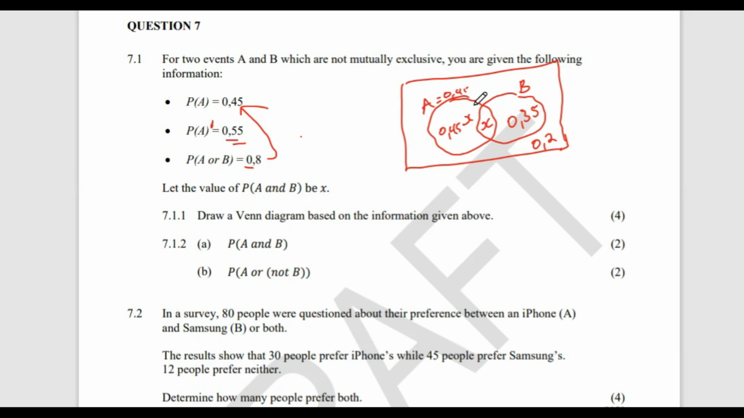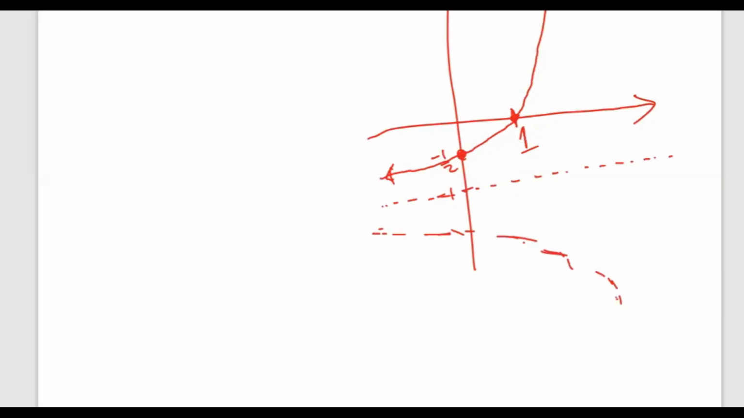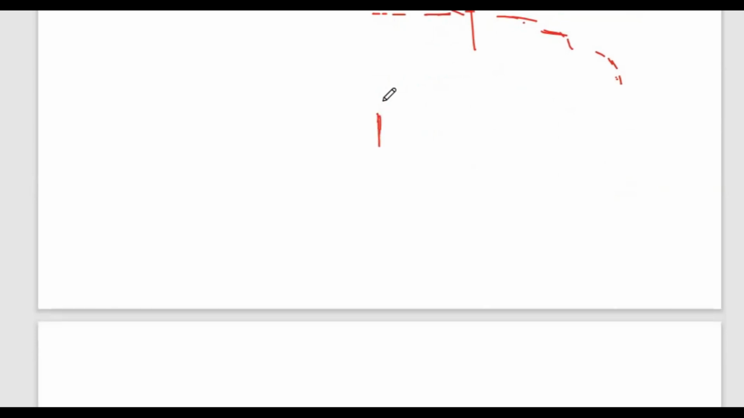Would people help me? Help me. I can use that, what is it called? The addition rule. Let's see if we shall get an answer.